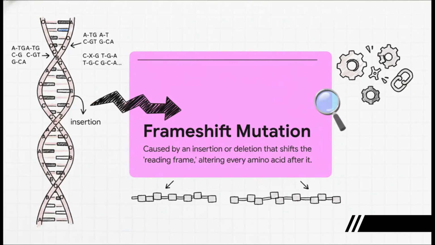Okay, so while a substitution can be really serious, insertions and deletions, well, they're often catastrophic. Why? Because they can cause a frameshift mutation. This is a very high-yield concept, so listen up. Our DNA is read in 3-letter words called codons. If you insert or delete just one single letter, you shift the entire reading frame, and every single word from that point on is just completely misread.